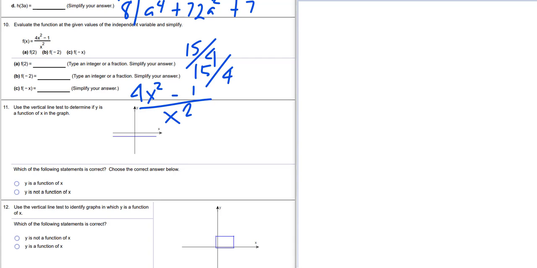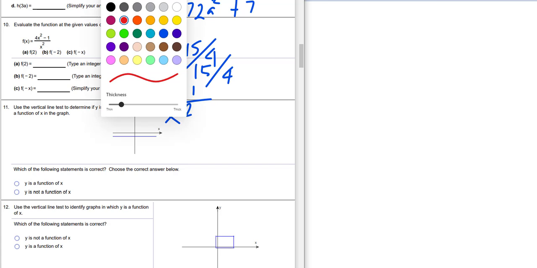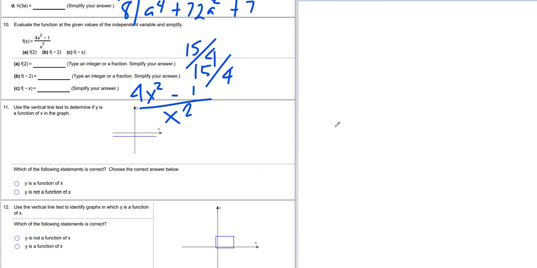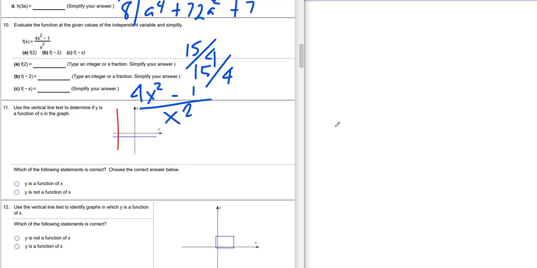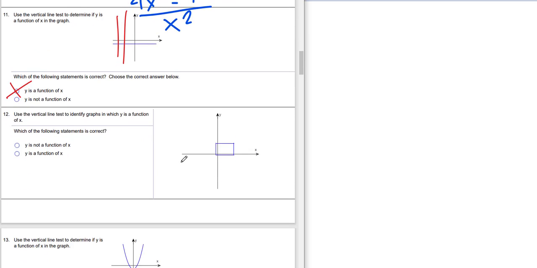Number 11 asks for the vertical line test. The vertical line test says if I draw a vertical line anywhere on this graph, how many times does it touch it? If it touches it just once, it is a function. Notice I touched it just once. I touched it just once. So yes, y is a function of x as long as it crosses once.